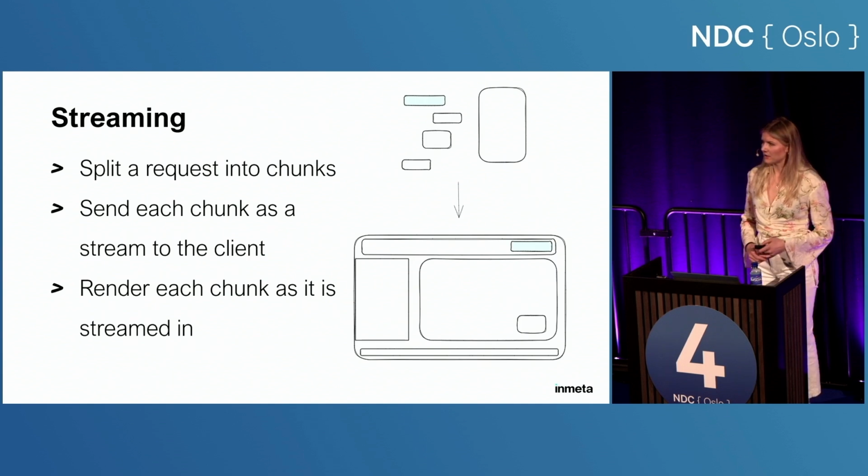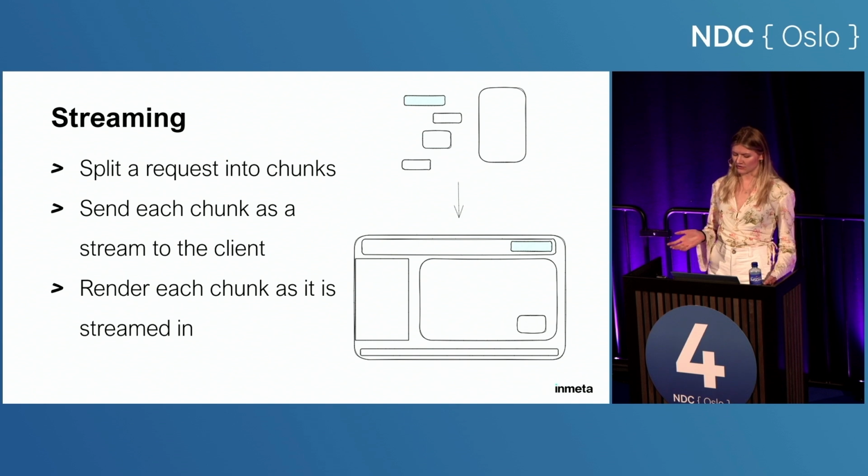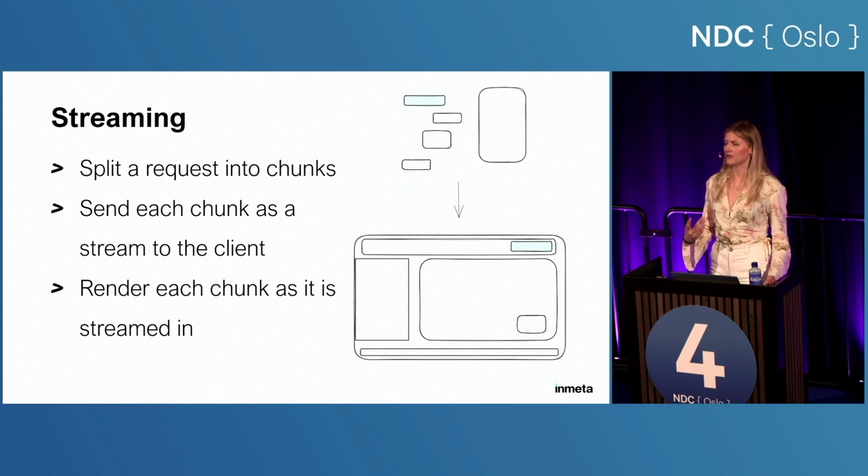Let's also mention the concept of streaming. It's a part of the Fetch API of ES6, and it's available in React 18 and a big part of React Server Components performance. So streaming allows you to break down a request into smaller chunks and then progressively send those chunks from the server to the client and render each chunk as it's streamed in. And we can use it to send components down to the client as soon as they've been generated.